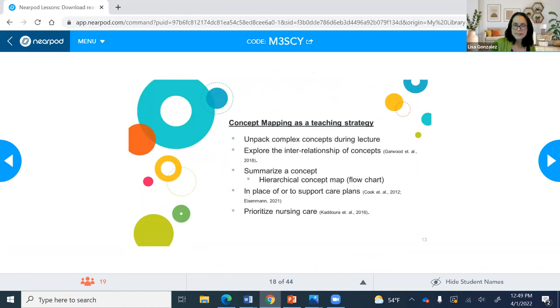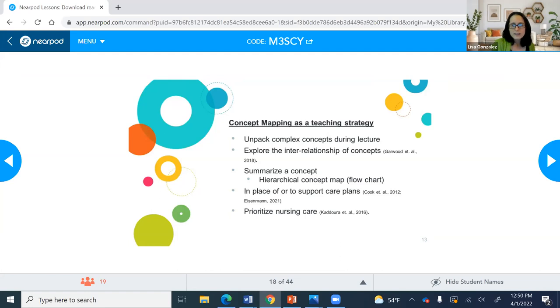All right, so let's see. Another thing is to explore the interrelationship of concepts. That happens as well while we're building this. We're talking about how this relates to what you've already learned.